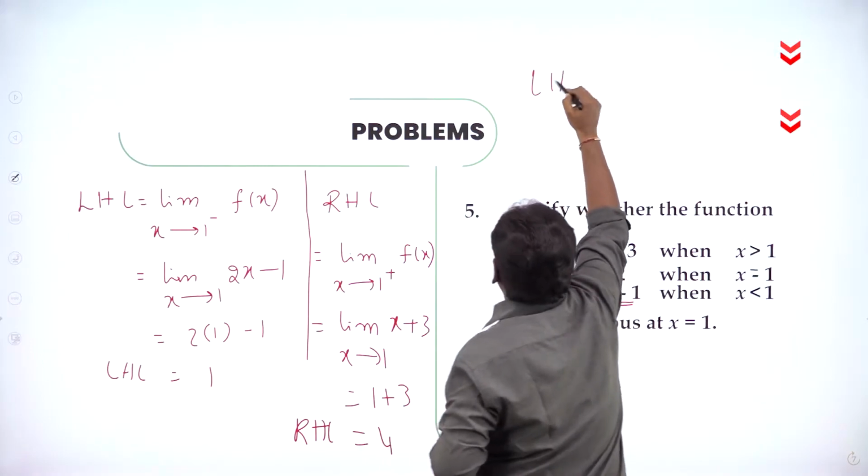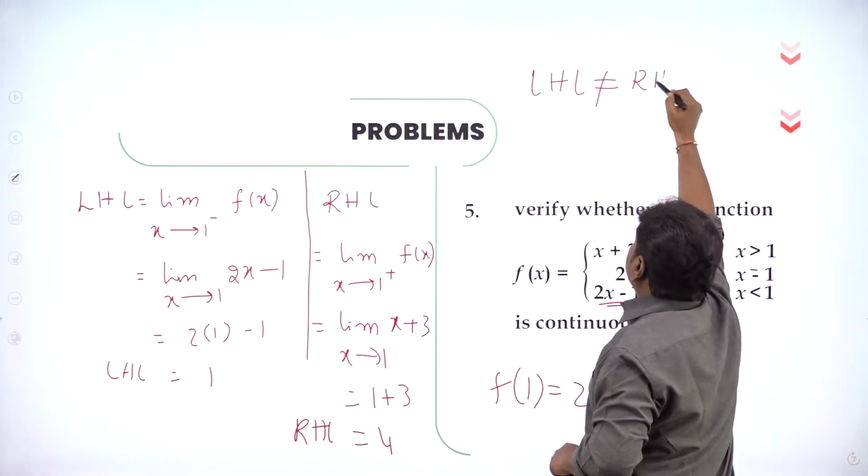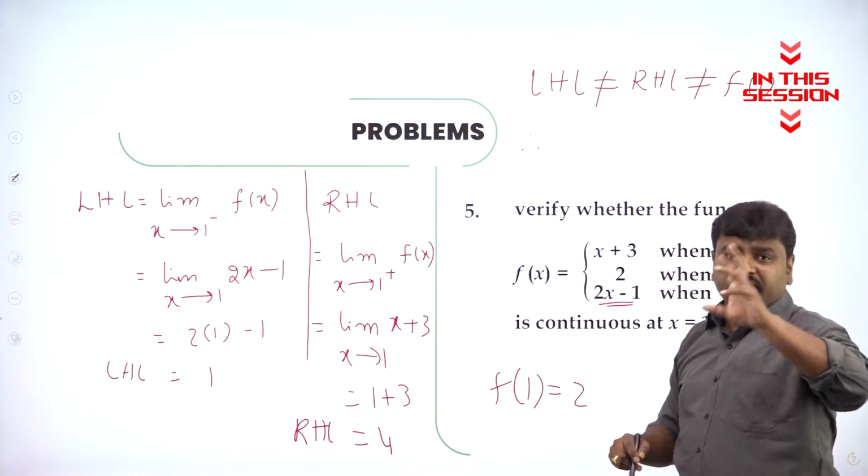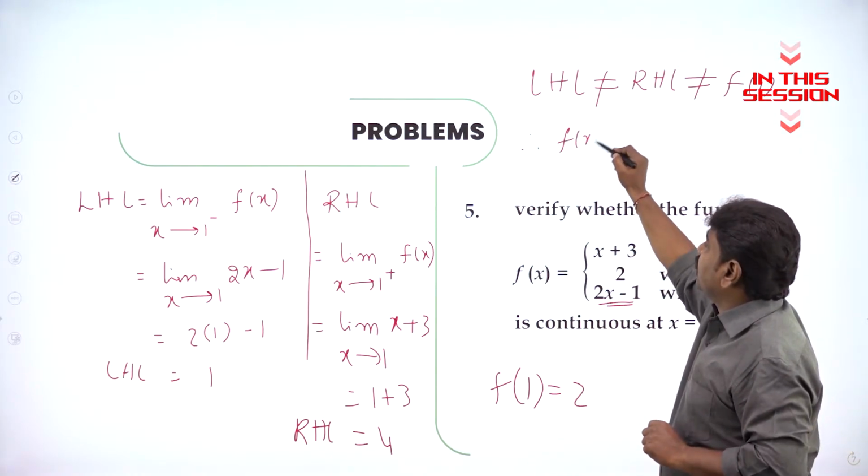Here LHL value is not equal to what? RHL, and that in turn is not equal to f of 1, so therefore what is the conclusion? The given function is not continuous, so f of x is not continuous.